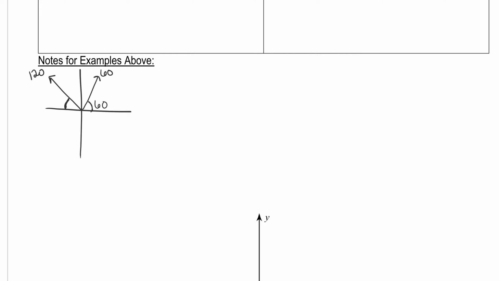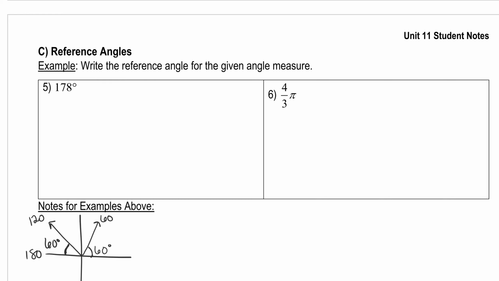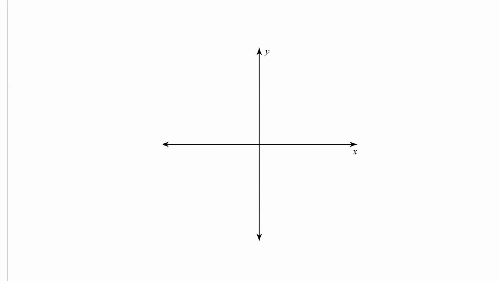So reference angles are always acute, and they're always positive. So it's the distance from there to the x-axis again, like the terminal side. And this is 180. That would also be 60 degrees. So your reference angle is just the acute positive angle from wherever you are located to the closest x-axis measure. So before we do this right here, let's go down here and fill this out.